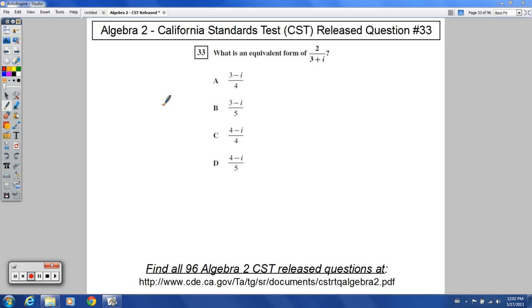Hey there, welcome to release question 33 for the Algebra 2 CST questions. It says, what is an equivalent form of 2 over 3 plus i? So what is an equivalent form? What's wrong with this? Why don't they allow this?